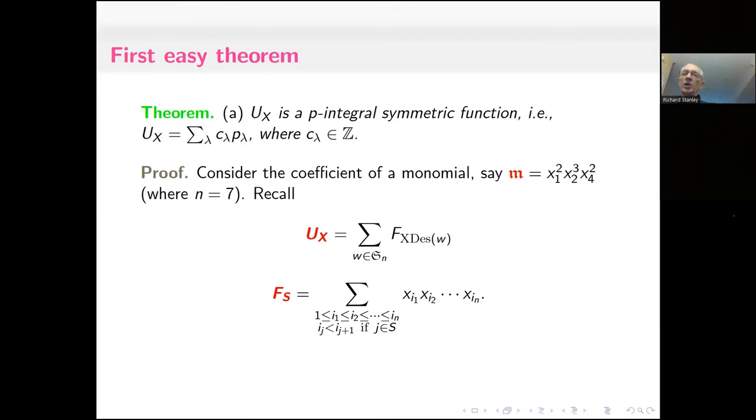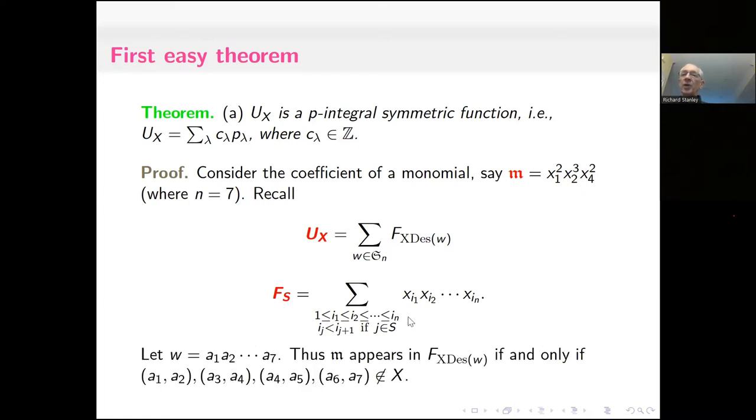Okay, I can quickly say something about how the proof works. I'll try to illustrate it by looking at the coefficient of some monomial. Let's say n is 7 and m is this monomial, x1 squared, x2 cubed, x4 squared. We'd like to show the coefficient of this monomial in UX is the same as the coefficient of the other monomials you get by removing these subscripts. So recall the definition of UX, the sum of F indexed by the X descent set of w. There's a definition of F_S.